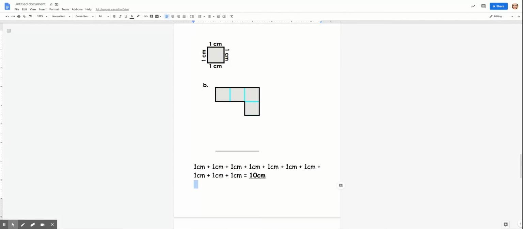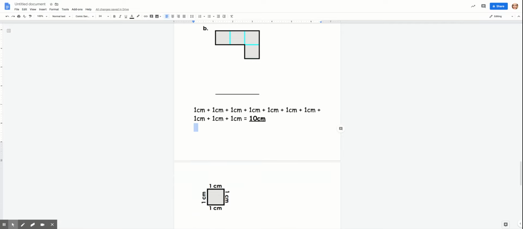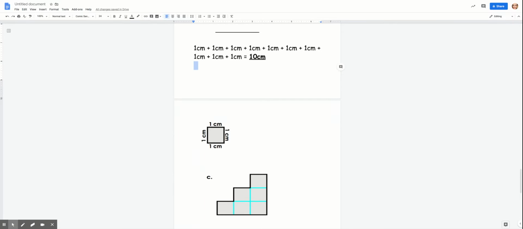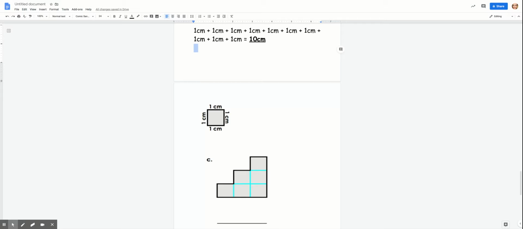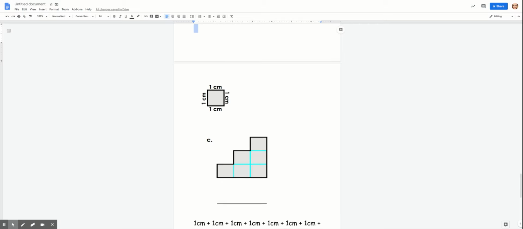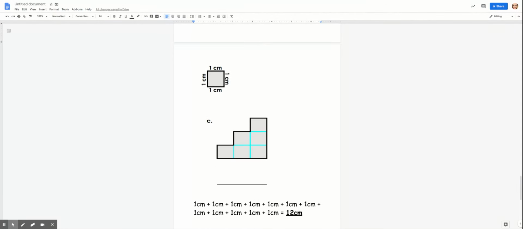Now, let's look at one more. This one is oddly shaped. I want you to pause the video, and I want you to try to work this problem out on your own, and let's see if we get the same answer. I hope that you set the problem up like this. 1 plus 1 plus 1 plus 1 plus 1 plus 1 plus 1 plus 1 plus 1. And the answer is 12.